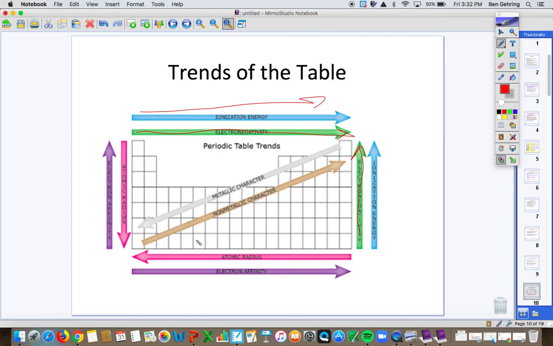Your electron affinity and electronegativity are very close to the same thing. So I don't deal with electron affinity. I just call it electronegativity. But those three, electronegativity, ionization energy, and atomic radius, you need to be familiar with as far as trends go, because we're going to use this.